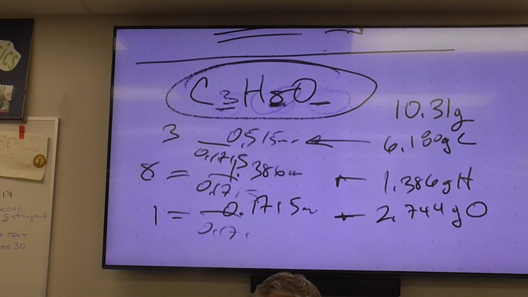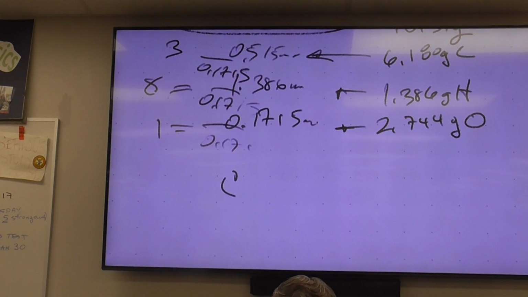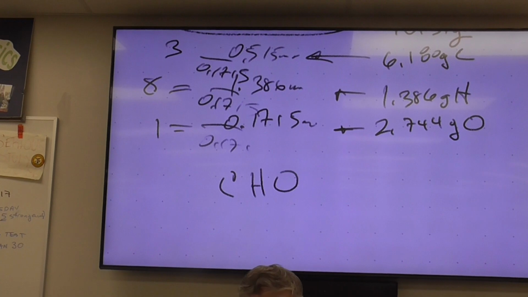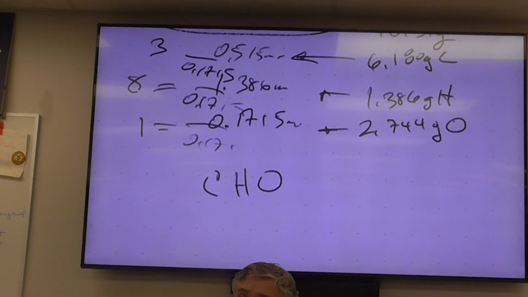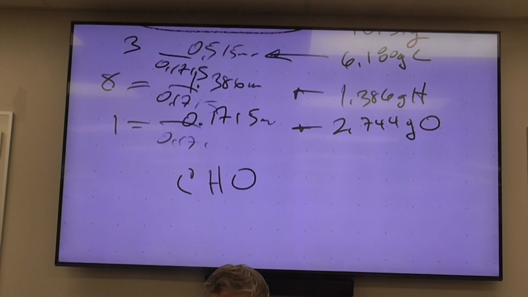Let's talk about number 7. What's the difference between empirical formula and molecular formula? Molecular is exact. Empirical is the simplest whole number ratio. It doesn't tell you what the actual structure is, but it's the simplest whole number ratio. So what we're saying on number 7 is the simplest whole number ratio that exists is CHO. We don't know that that's the actual structure, but we know that the empirical formula is CHO.